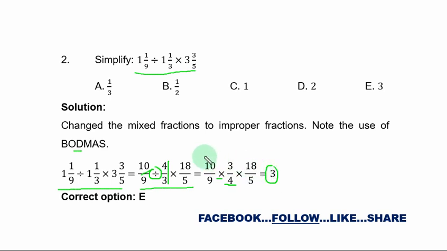Now let me show us. You can divide 10 by 5. You have 2 remaining. You divide this 2 by 4. You have 2 remaining here. You divide 18 by 2. You have 9 remaining. 9 cancels 9. You have 3. 3 is remaining. So the correct option is E.